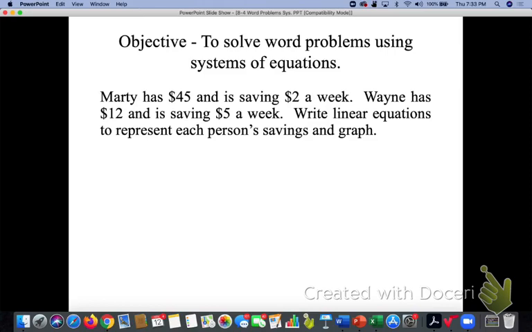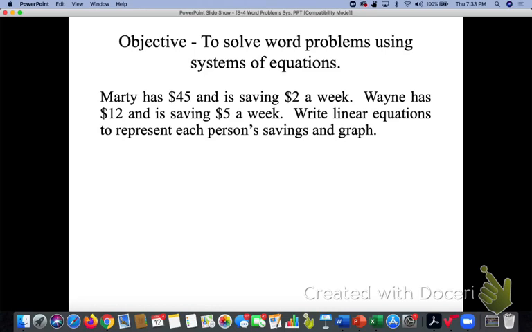So let's not write this one. We're just going to talk about this one. So Marty has $45 and is saving $2 a week. Wayne has $12 and is saving $5 a week. Write the linear equation to represent each person's savings and graph. Now, tonight you're not graphing at all, but I want to take a minute to just show you what section 8.1 looks like, okay?